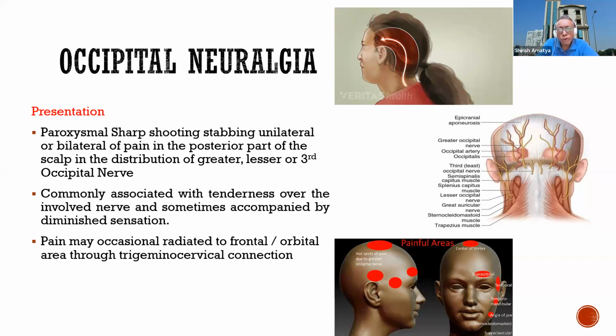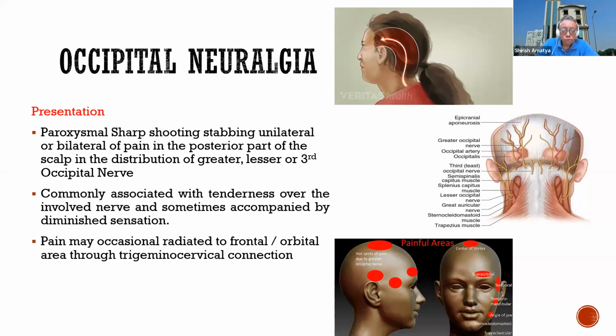So in occipital neuralgia, the patient usually complains of a sharp, shooting, stabbing, paroxysmal headache, either unilateral or bilateral, and it usually radiates from the back of the head, like shown in the picture, to the vertex, and sometimes to the face, cheek, and even to the jaw area.